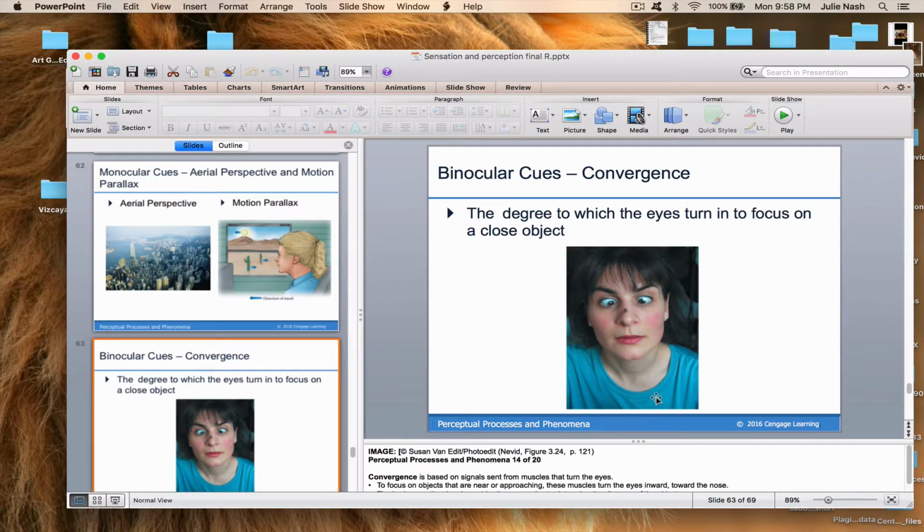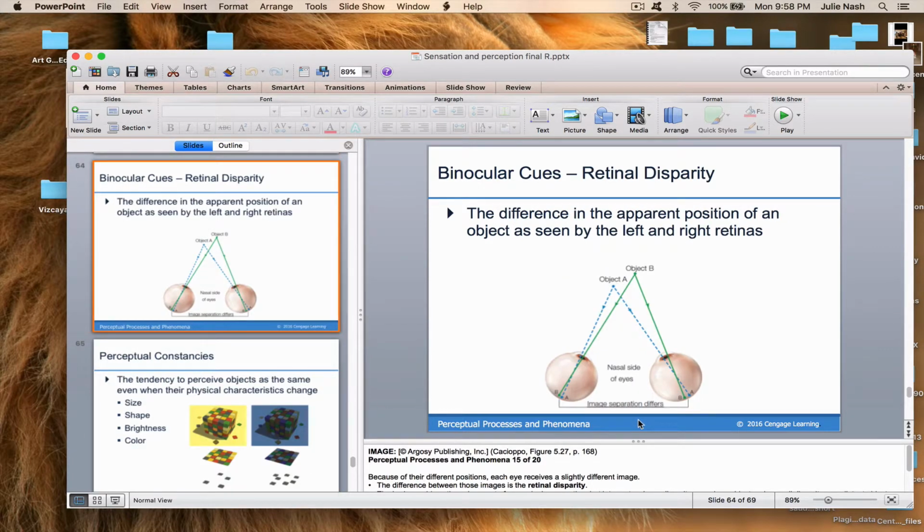Okay, so binocular cues is convergence. We see things with our eyes from 2 slightly different positions, and that makes sense because if you look at something in the distance, pick any object in the room, look ahead of you, close one eye, and then open the other and close the other, the object appears to move over a little bit. That's the retinal disparity. It's the difference between the left and the right retina. And all that information is going into the brain to help us perceive things correctly.